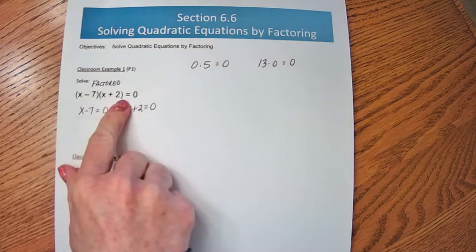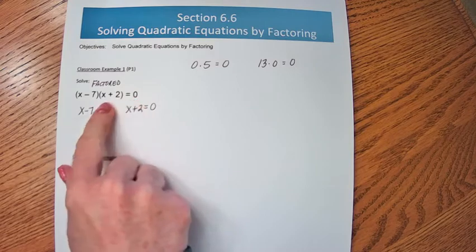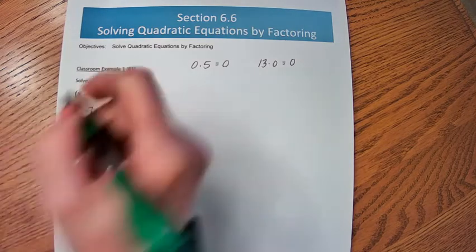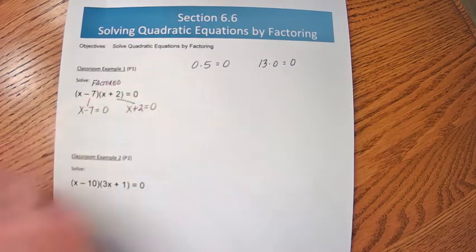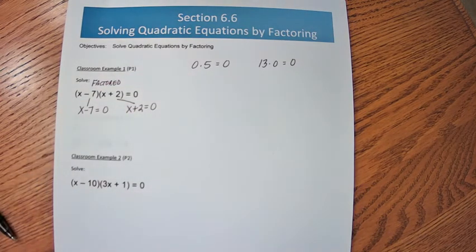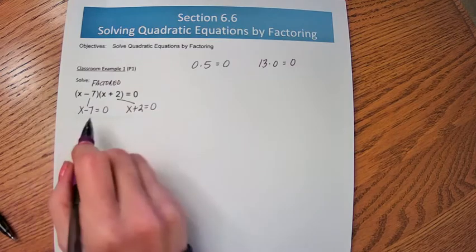This is an equation equal to 0. I'm breaking that up into two equations. Either the first factor equals 0 or the second factor equals 0. And now I solve these separately.